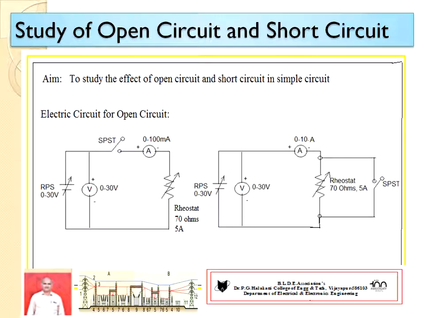Second set, when the SPST switch is open, the voltmeter shows voltage but the ammeter shows 0 reading. You have to tabulate this reading. What does it give the idea? The circuit is open. This circuit is called an open circuit.